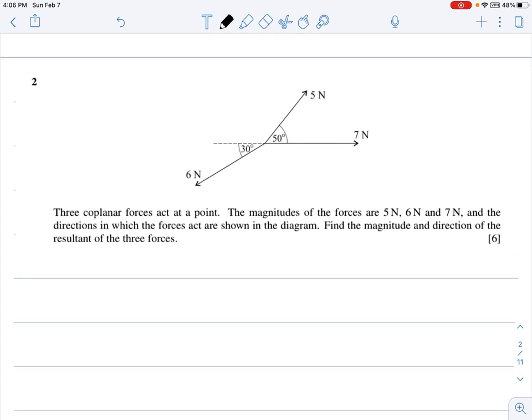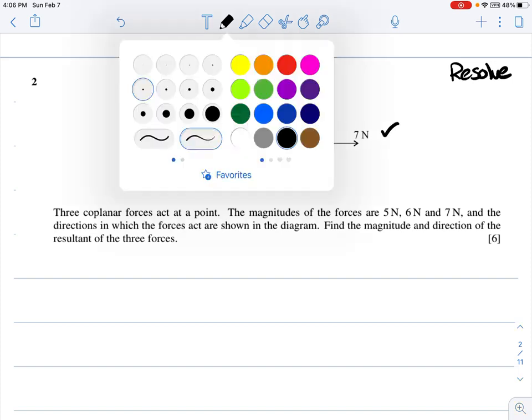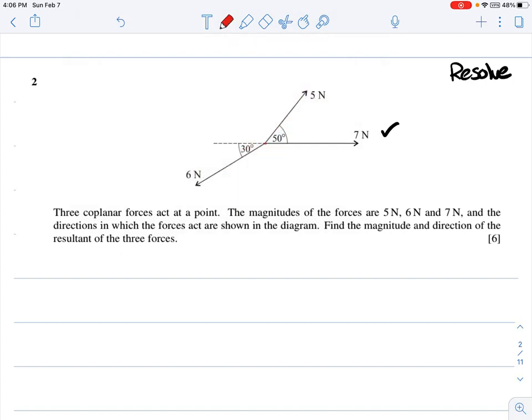Coming to question number 2. This is a diagram. The first thing we have to do is resolve all the forces. As soon as you see such kind of diagrams, we have to resolve all the forces. 7 newtons, no need to do because it is already horizontal. 5 newtons, I'll use red color. One horizontal, one vertical. This is 5 and the angle is 50. So 5 cos 50, and the other one will be 5 sine 50.